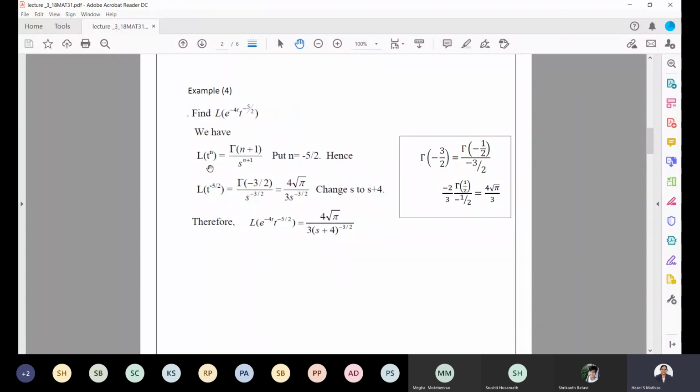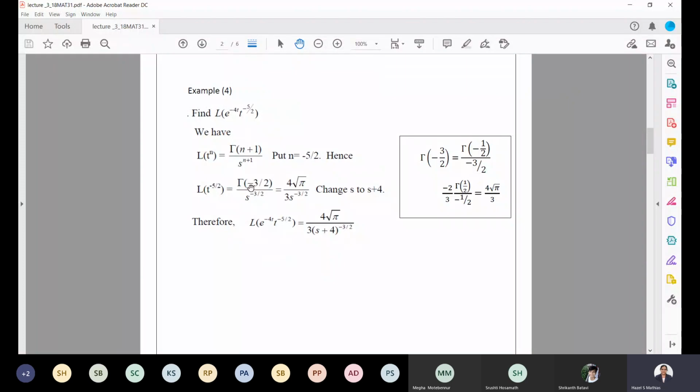What is the Laplace transform of t power n, where n is a rational number? It is gamma of n plus 1 divided by s power n plus 1. N is what? Minus 5 by 2. So when we put n as minus 5 by 2, what do we get? The Laplace transform of t power minus 5 by 2 is gamma of minus 5 by 2 plus 1, which is minus 3 by 2, divided by s power minus 3 by 2. So that is equal to what?